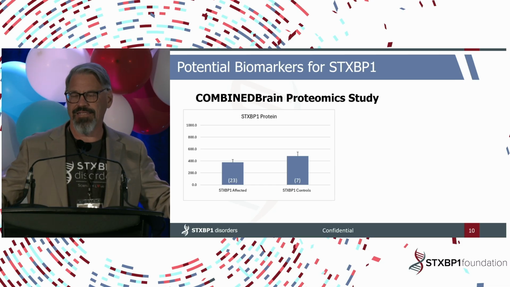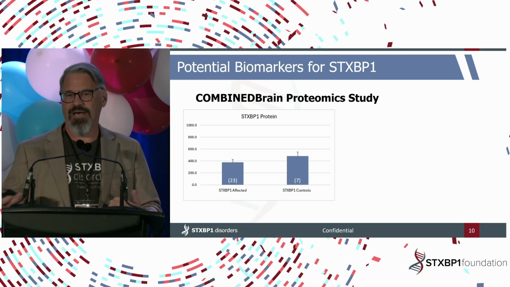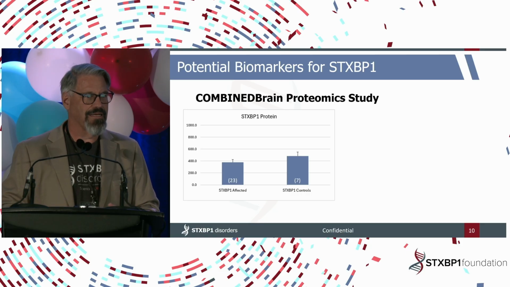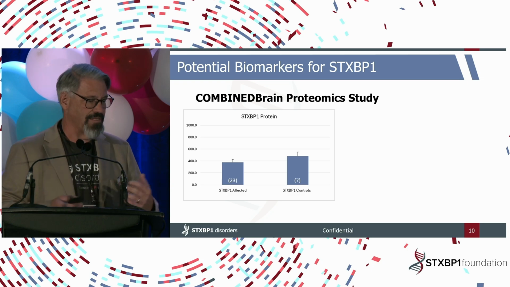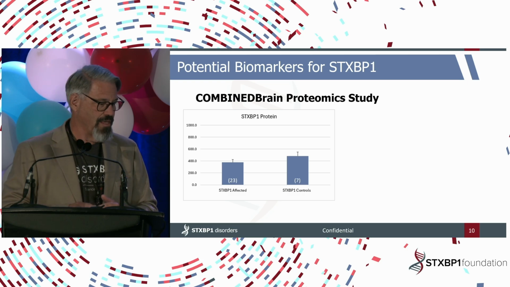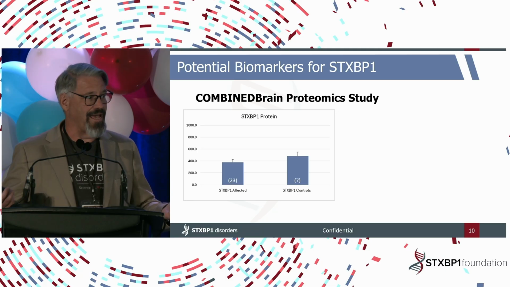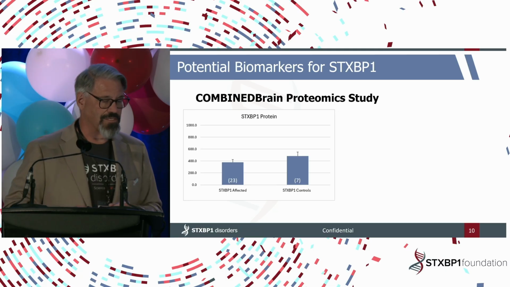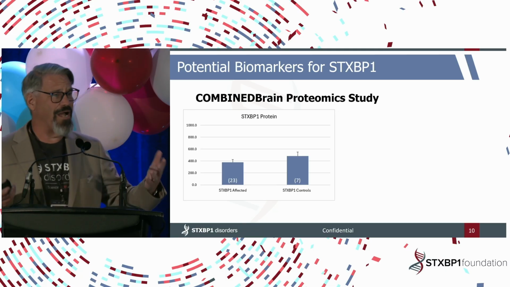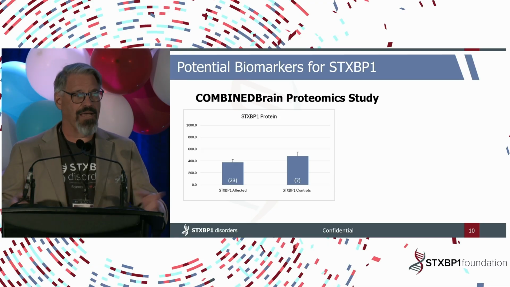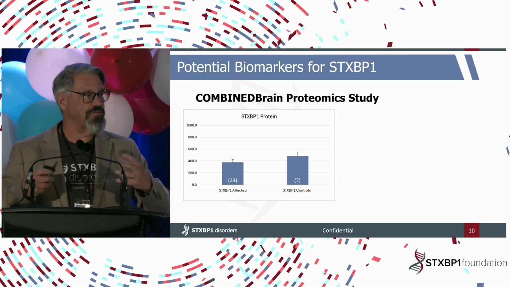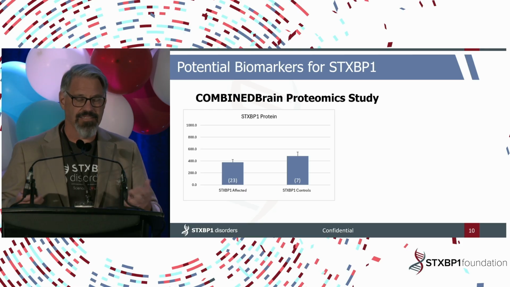Ideally, what we would like to see is half the amount of STXBP1 between an affected individual, if somebody has STXBP1, and a control individual. We didn't see that. We saw a little bit more in the control. But the thing about biomarkers is you need more samples. So the more samples you have, the greater chance you're going to see if there really is a difference.